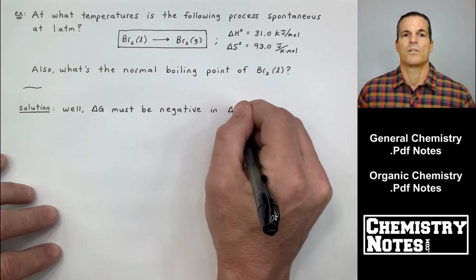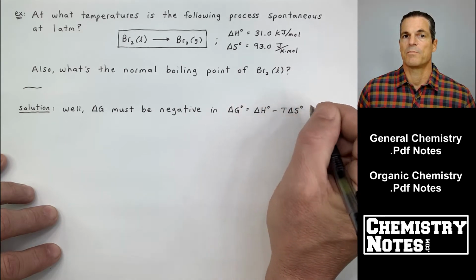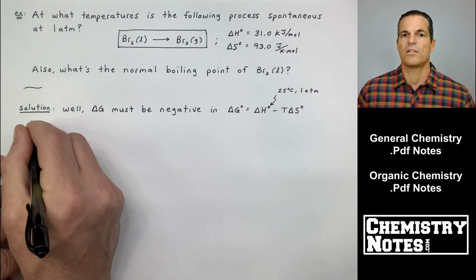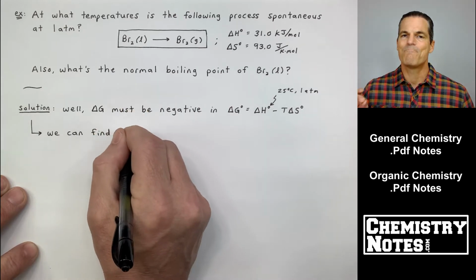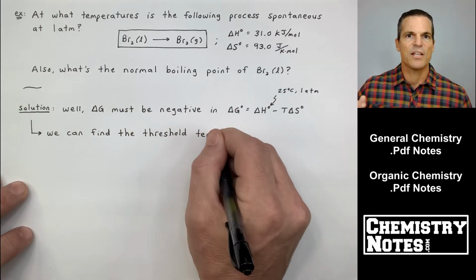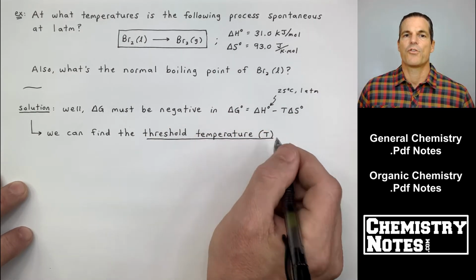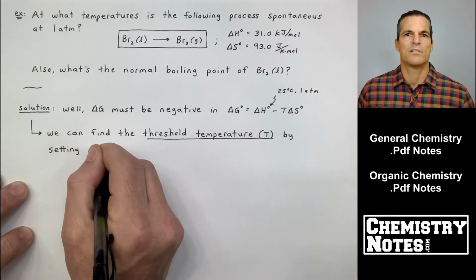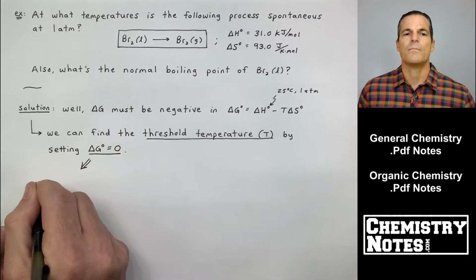Well, here's our solution. Delta G must be negative in order for this process to be spontaneous, right? So in the equation, delta G equals delta H minus T delta S, we want to just be barely below 0 for delta G. Anything negative means we're spontaneous. So I can actually find the threshold temperature if I set delta G equal to 0 and then solve for that particular temperature. Here's what I mean.